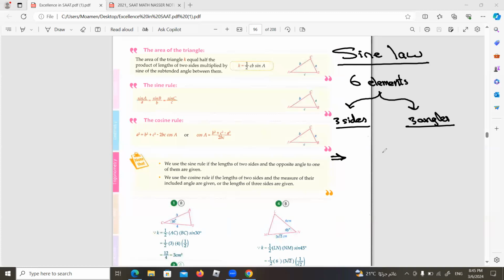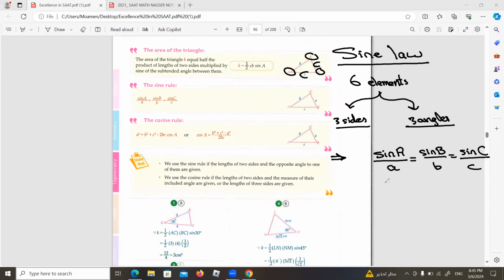The sine law, or the rule, is this: in any triangle we have three angles and three sides. The angles are capital letters and the sides are opposite to the angles with small letters. It means the side opposite to angle A is small a, the side opposite angle C is small c, and so on. What is the rule? Sine A over a, so sine of angle A over the opposite side a, equals sine B over b, which equals sine C over c, meaning sine of angle C over c.